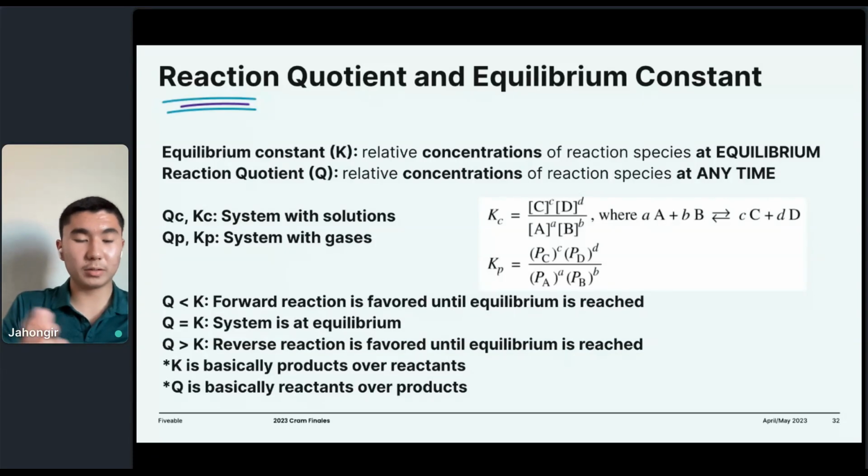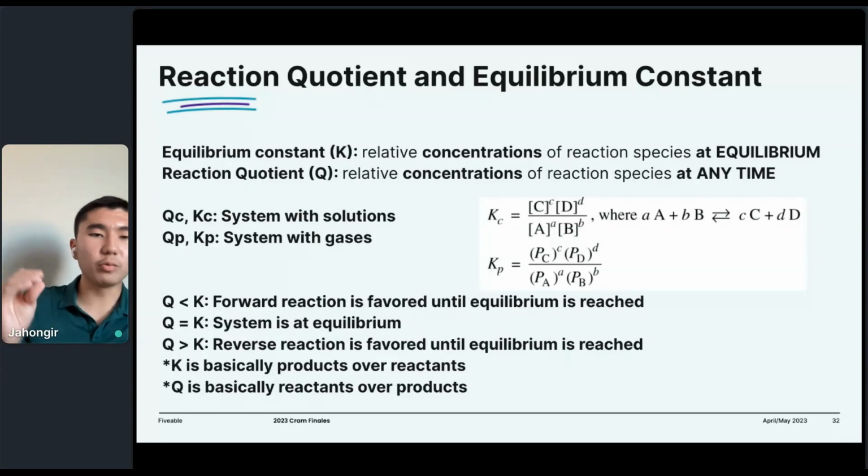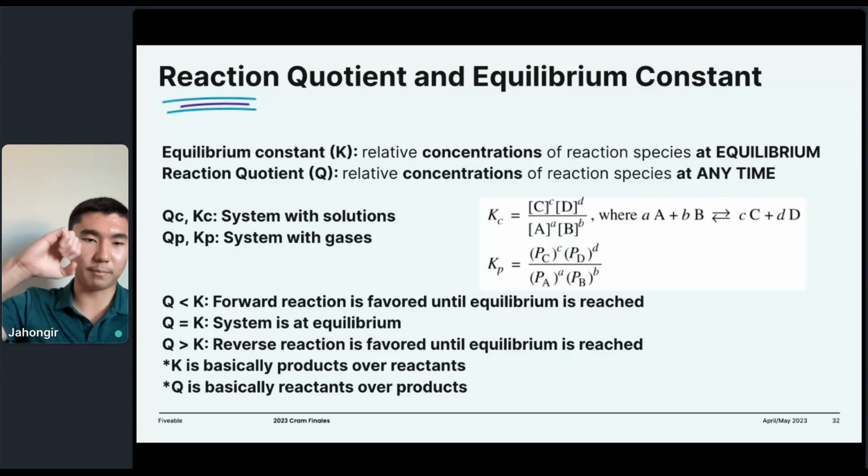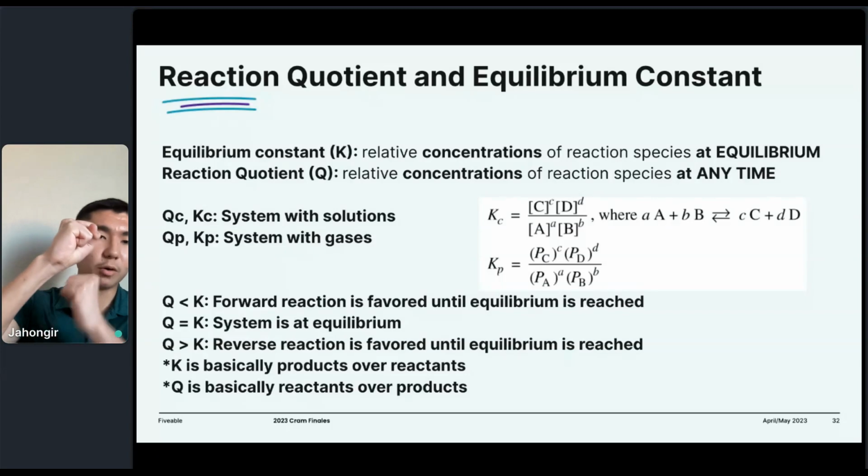And K is usually products over reactants. So if K is a number like 16, the only way it became 16 is so that our products, which is our numerator, is a bigger number than our denominator. And for our Q, this is basically reactants over products, so it's vice versa. So if Q is bigger than K, we have more reactants over the products.